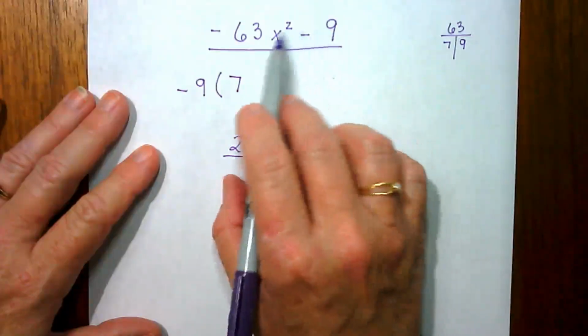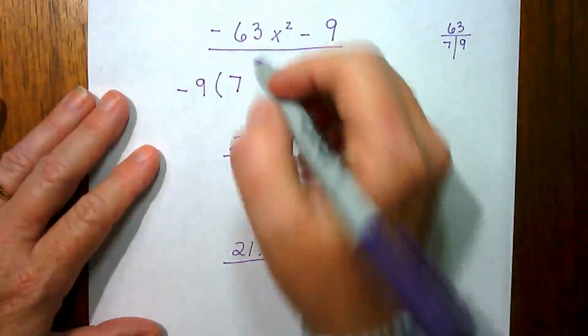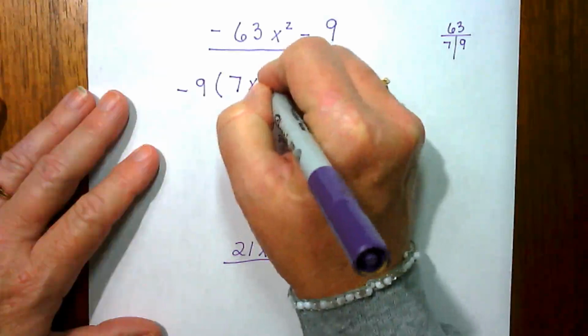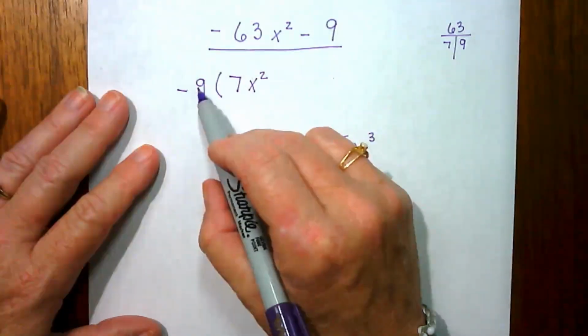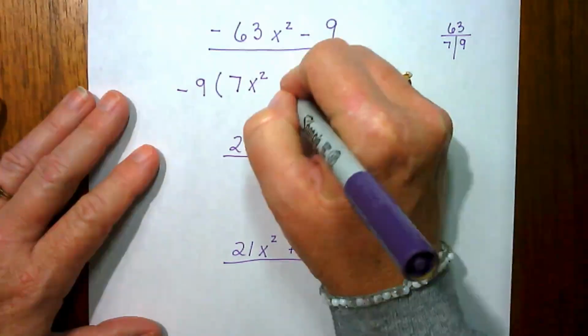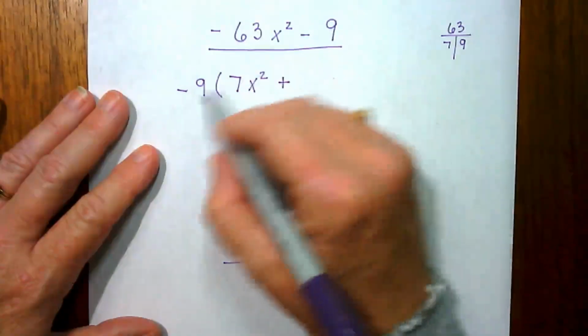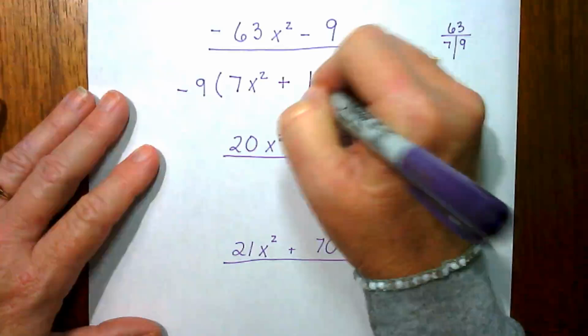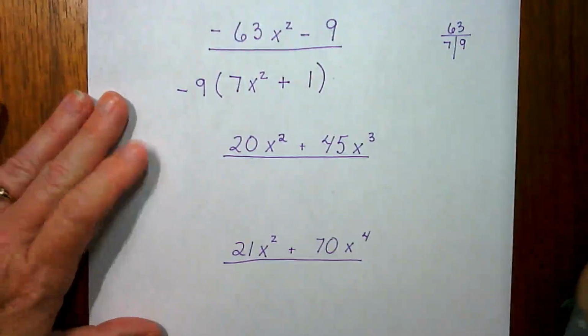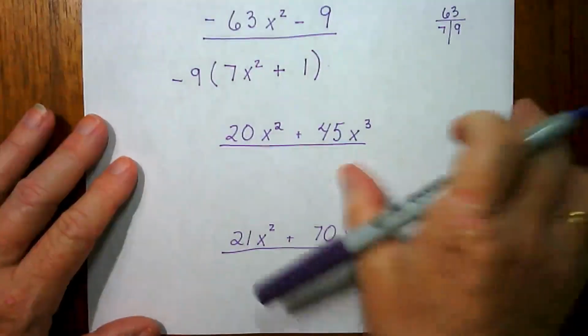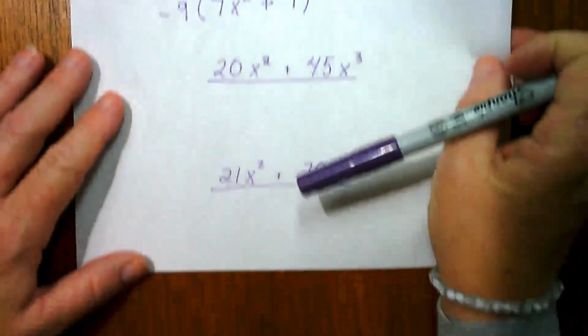Now, there's no x's back here, so I'm not going to do anything with this x squared. Now, since I pulled the negative out here, this becomes a positive. And I pulled the 9 away, so I need a 1 as a placeholder. That one was a little tricky. We'll do some more with negatives in just a minute.